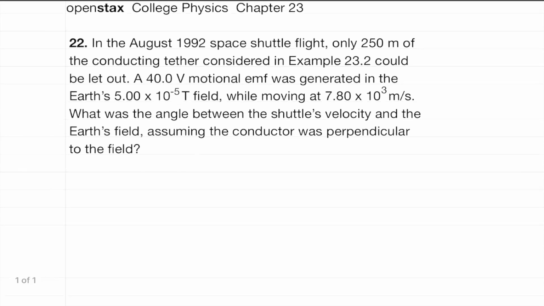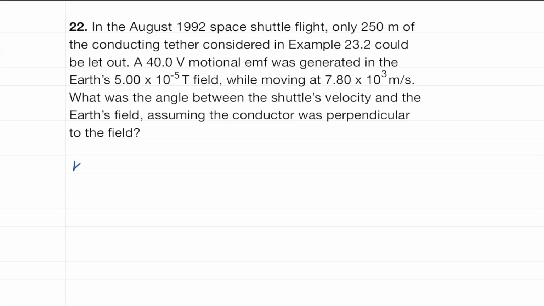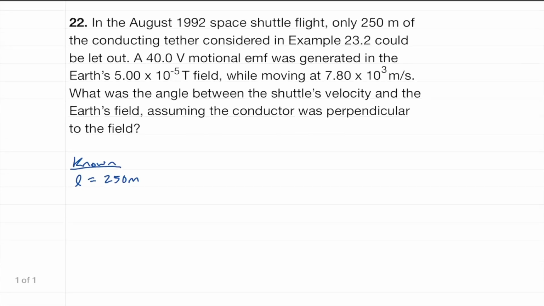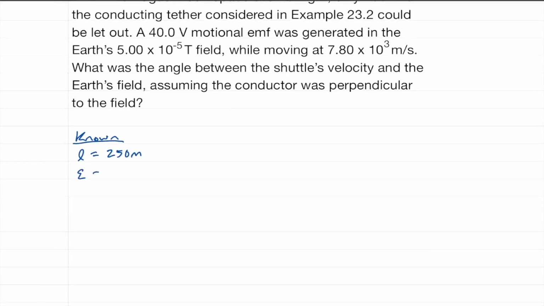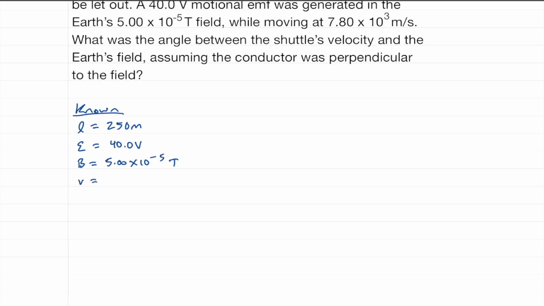Okay, so let's write down what we know. We know the length is 250 meters. We know the EMF is 40.0 volts. We know the external field is 5.00 times 10 to the minus 5 Teslas. And we know the speed is 7.80 times 10 cubed meters per second.